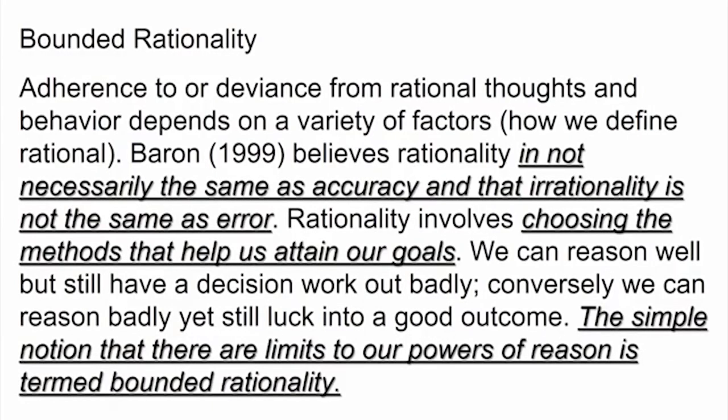Further to it, there is a concept of bounded rationality. And what does it say? Baron, 1999, believes that rationality is not necessarily the same thing as accuracy, and that irrationality is not the same thing as error. When I say a judgment or a particular reasoning is rational, what do I mean by that? What is rationality? How do we describe rationality?